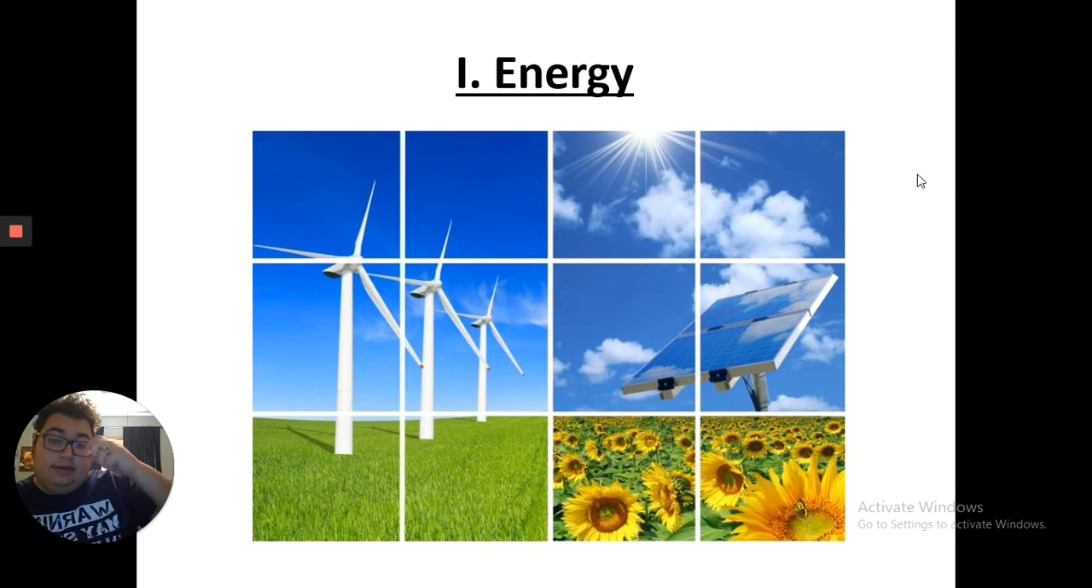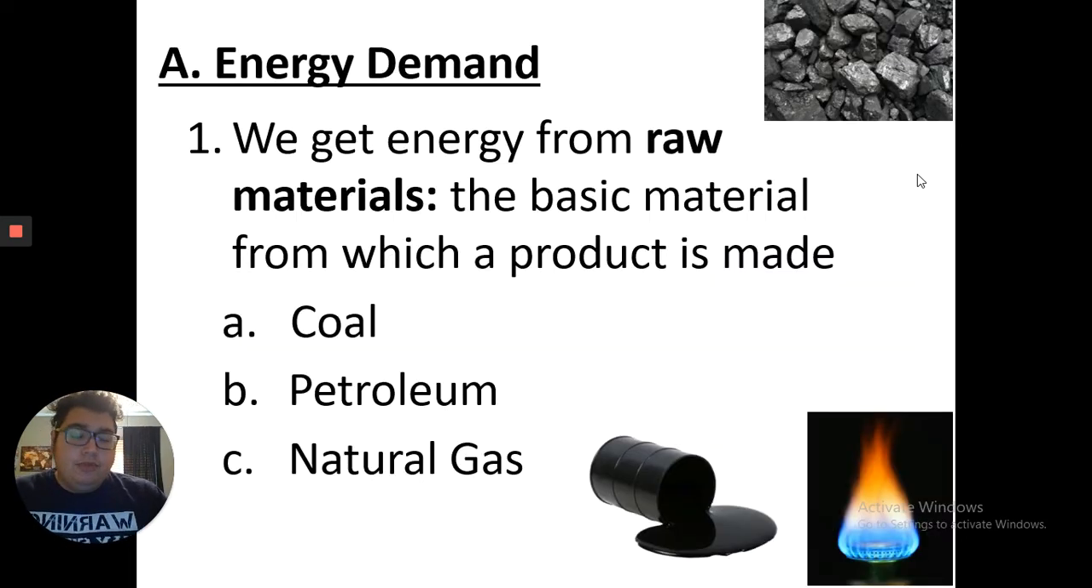But energy, different types of energy, good types of energy, bad types of energy, but energy is energy. So, first, we're going to talk about energy demand. Most energy that we get is raw materials. This is a basic thing that we make a better product out of. So, for instance, coal for the most part heats up most of the houses in America.